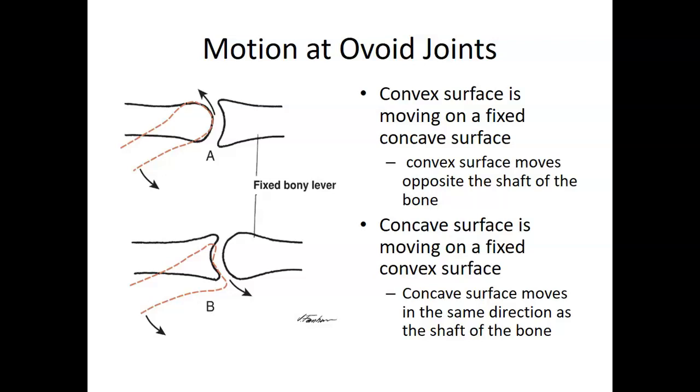So can you see that from those pictures? That makes sense? So basically, if you have a concave bone moving on a convex bone, the glide is going to be in the same direction that the end of the bone is moving.